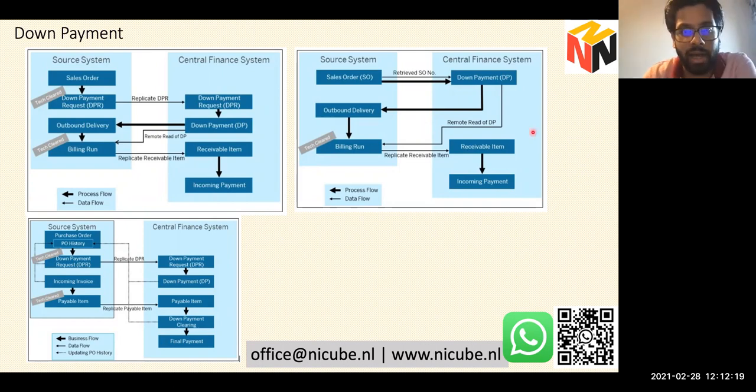So you see the top two are SD process, and the bottom one is your purchase to pay process, where you are making a down payment request in ECC here. That is technically cleared, and then you replicate your down payment request in S4. You do your down payment to the vendor in S4, then you receive an invoice in ECC. That is technically cleared, and the payable item, AP item, is open in S4, and then you are making your final payment, adjusting your down payment.